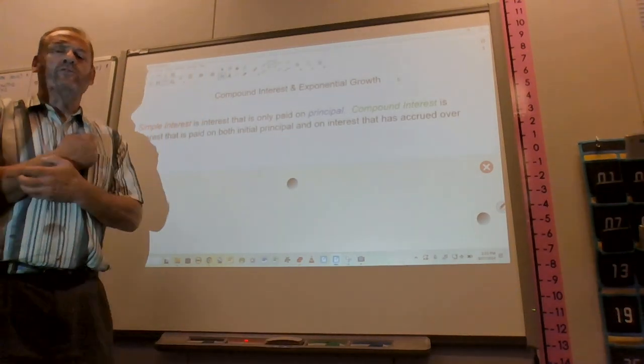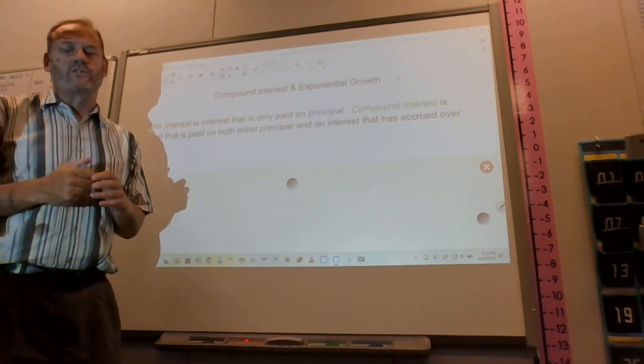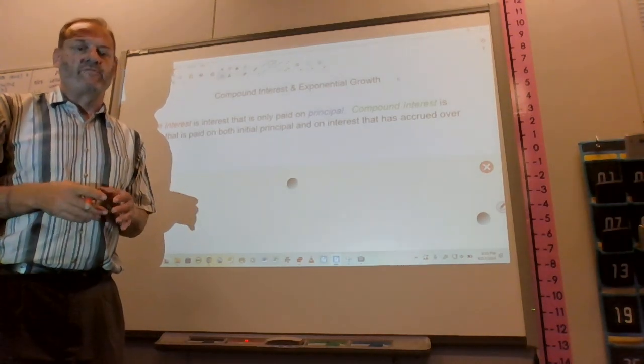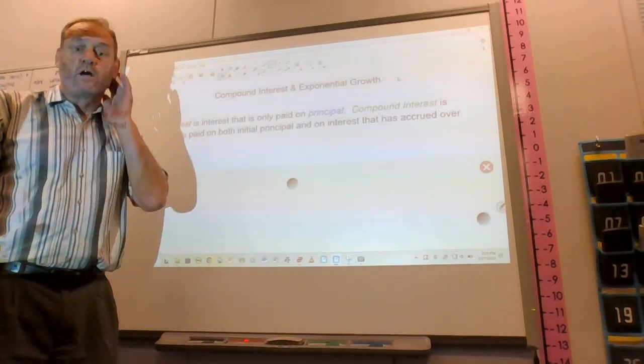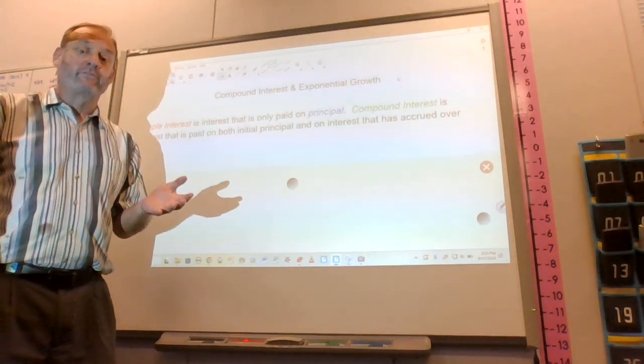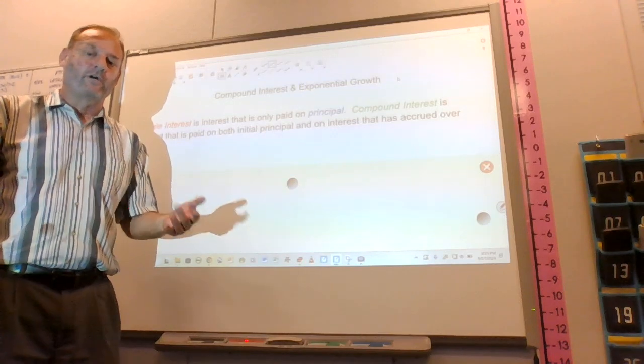So if you put $5,000 in the bank, your principal would be $5,000. If you were getting 10% interest, you'd get 10% of that. So that'd be $500. You'd get that every year on your principal.